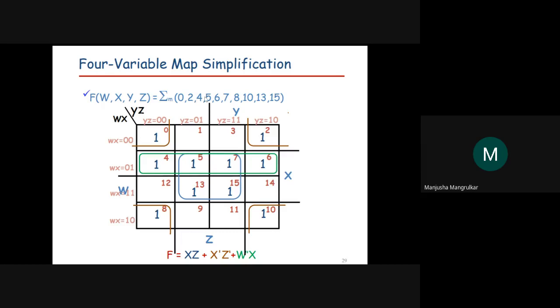0, 2, 4, 5, 6, 7, 8, 10, 13, 15. This is the given function, right? Only this function is given. So you should understand that it is a 4 variable function, then you have to draw the 16 block map, right? So 2 to the power 4, it is 16 possible conditions. Then you have to write this wx, yz. So that is 0, 0, 0, 0. This is 0, 1.